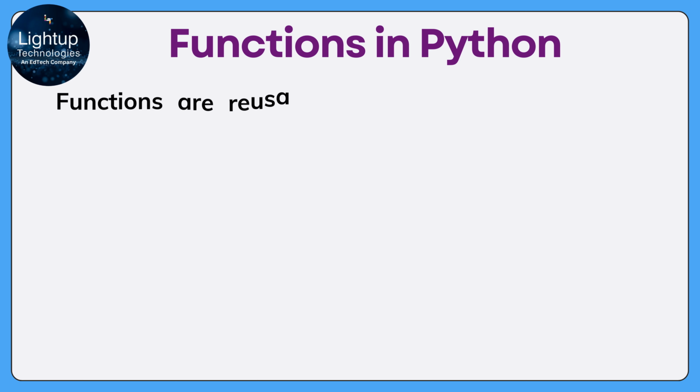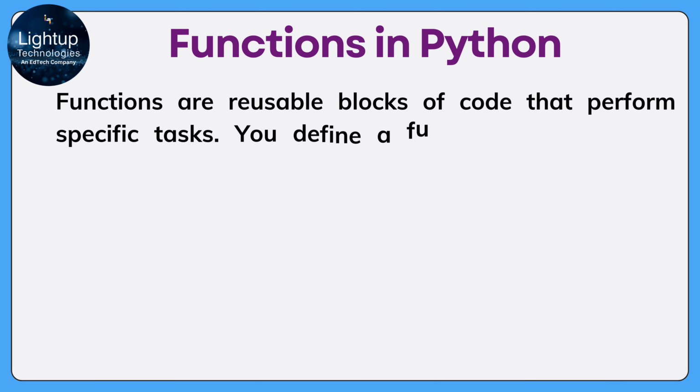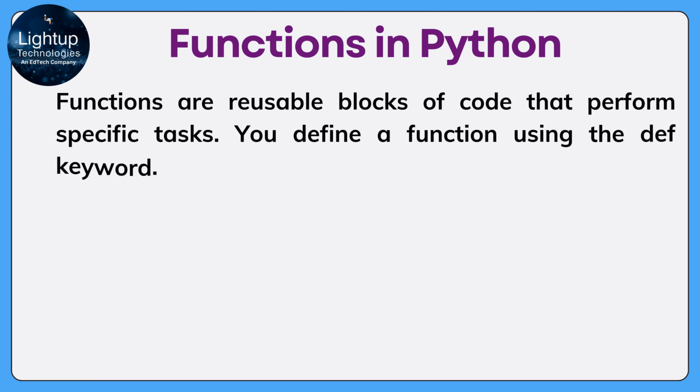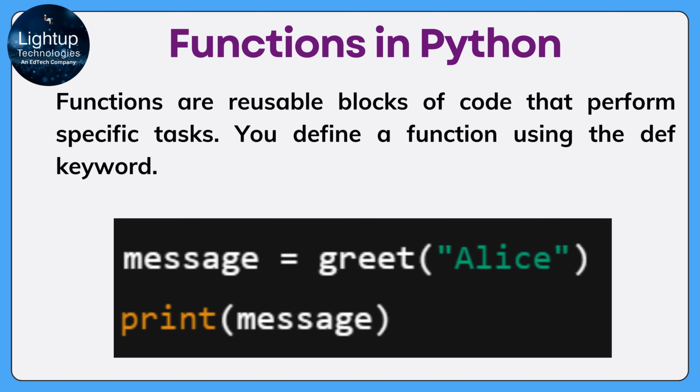Functions are reusable blocks of code that perform specific tasks. You define a function using the def keyword. In this example, the greet function takes a name parameter and returns a greeting message. To use the function, you simply call it by its name with parentheses.